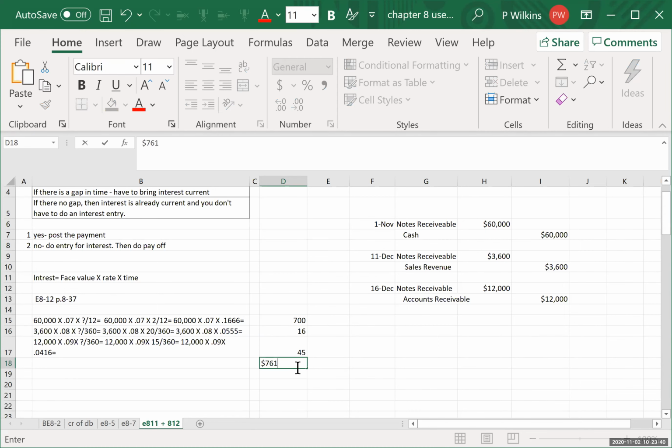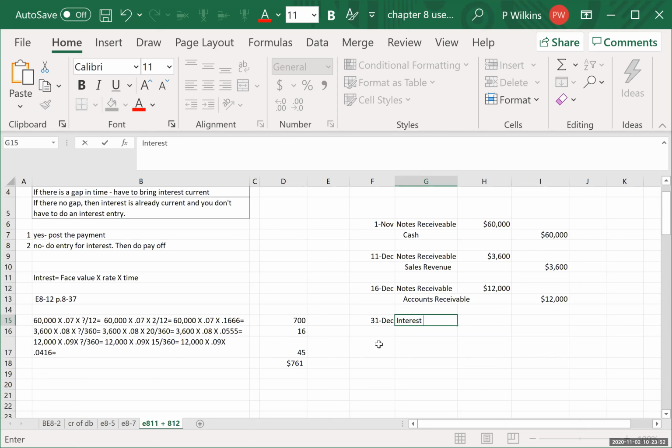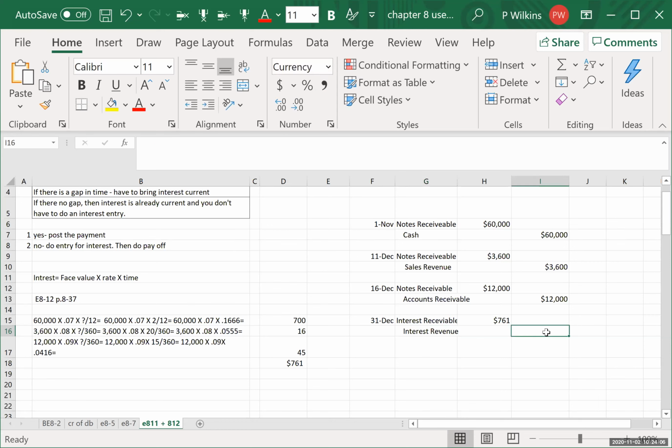Now we have $700 interest, $16 interest, and $45 interest. Together that comes to a total of $761. So on December 31, we are accruing our interest. We're going to debit interest receivable, because we're going to receive this money later, for $761. And then we're going to credit interest revenue, because we've earned this interest. We just haven't been paid the interest yet.